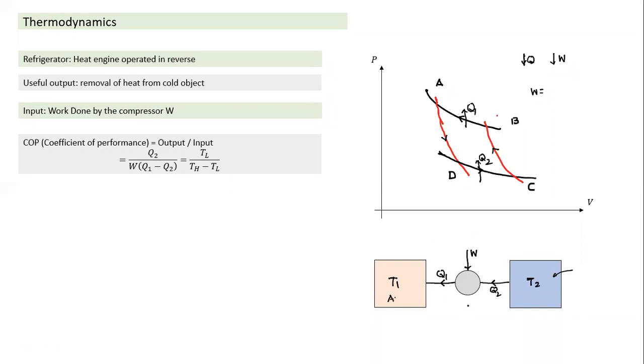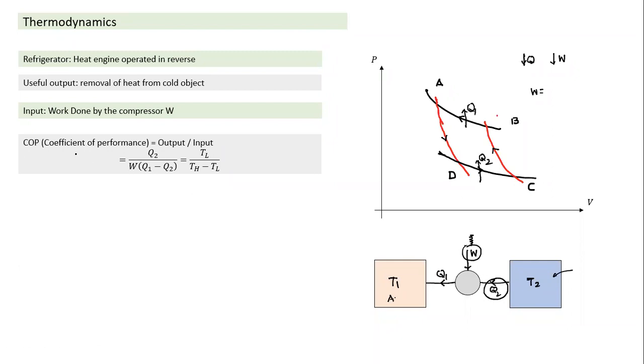Now let's look at this. What is input and what is output? What do we use a refrigerator for? The purpose of a refrigerator is removal of heat. So as far as the refrigerator is concerned, this is the output, and this output is made possible because of the work done by the compressor. The compressor works based on electric supply. So this is the input and this is the output.